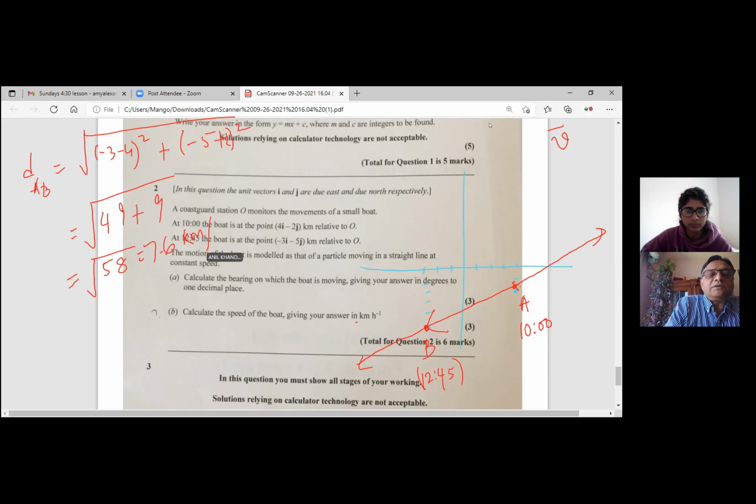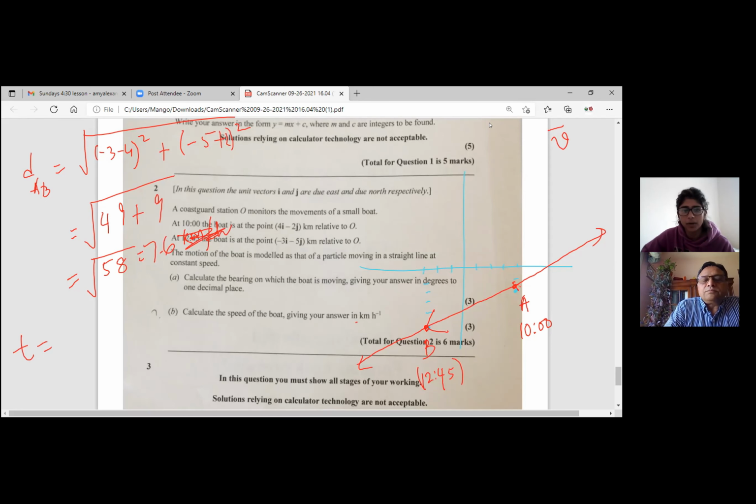Kilometers per hour. Is it clear to you? Sorry, no, this is only the distance. I'm sorry, this is only the distance. And the time taken is how much? 2 hours and 45 minutes. Find the time. Time is 2:45, right?